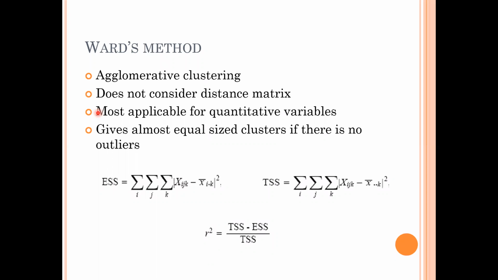What we rather measure is, if you remember, in the F test or regression, we talked about R square values, right? R square is 1 minus ESS by TSS. And what is ESS and what is TSS? TSS is the total sum of squares before you have done any modeling, any clustering.